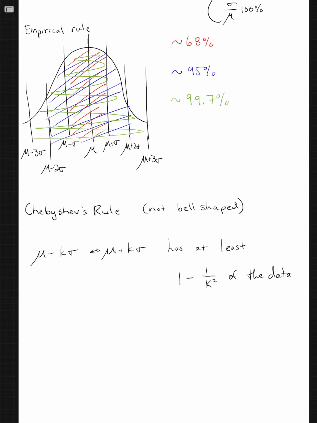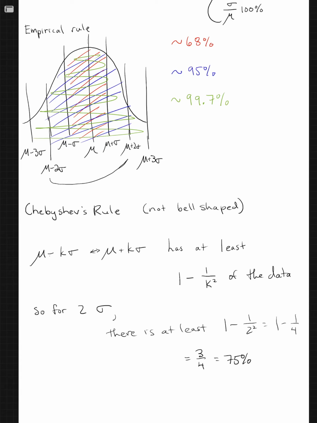Right? So just as an example, for 2 standard deviations, there is at least 1 minus 1 over 2 squared equals 1 minus 1/4 equals 3/4, which is 75% of the data in between these two numbers.